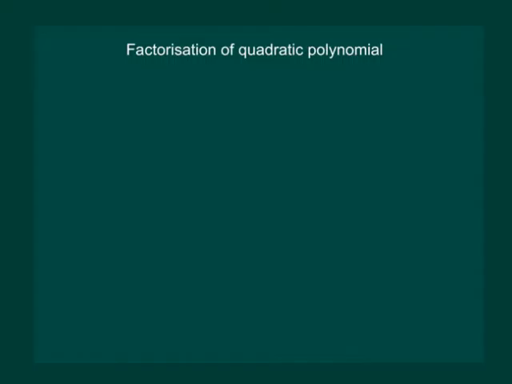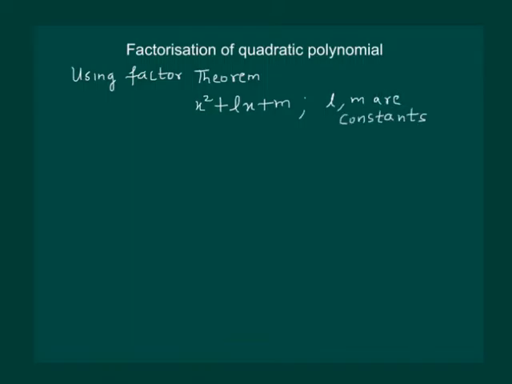Let us now learn to factorize a quadratic polynomial using factor theorem. For using this method, the general form of our quadratic polynomial should be x square plus lx plus m. Here l and m are constants, and let us denote it by p(x).